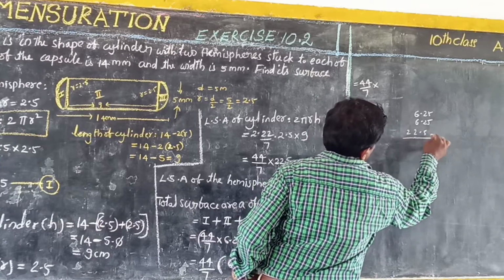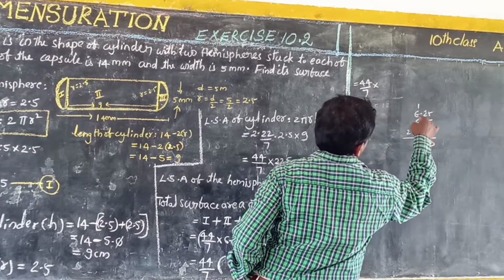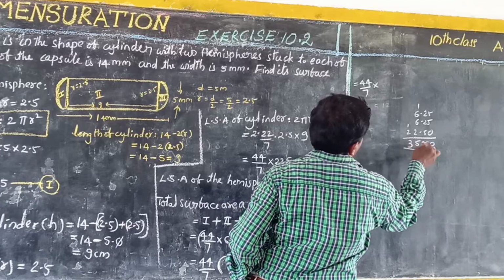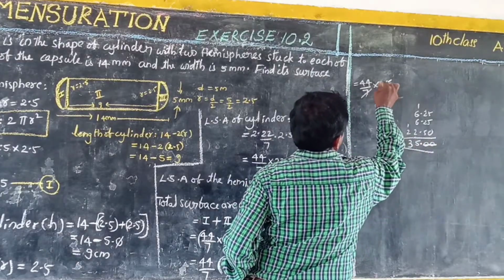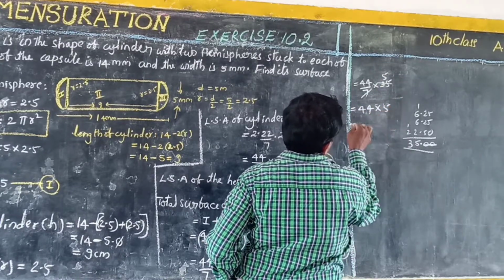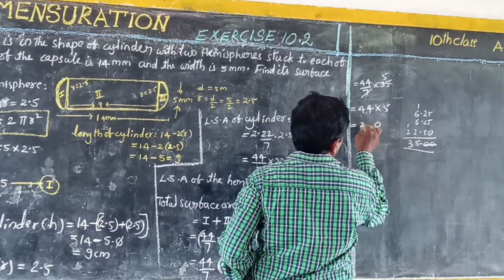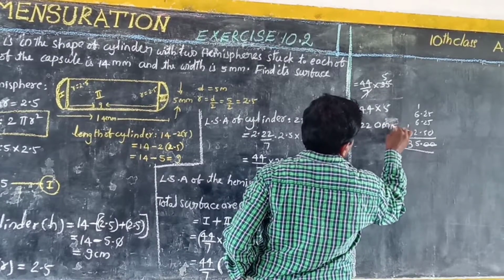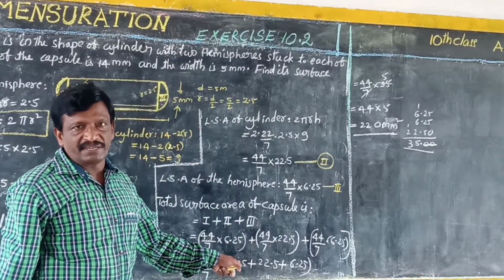The sum is 35, so 44 by 7 into 35. 7 5s are 35, 44 into 5 is 220. So the answer is 220 millimeter square, sorry, millimeter square.